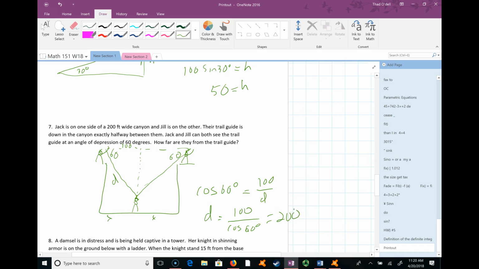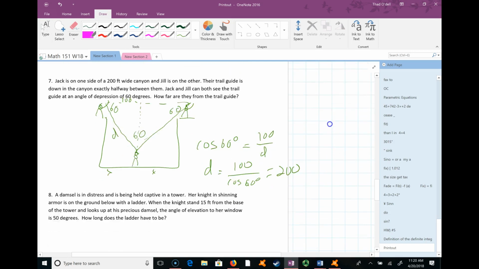Hey, wait a minute. This is an equilateral triangle, isn't it? I could have done that without trig. Look at it. If that's 60, 60, that would have to be 60 also. And since this is 200 feet across, that means each one of these would have to be 200 feet. I wish I would have seen that earlier.